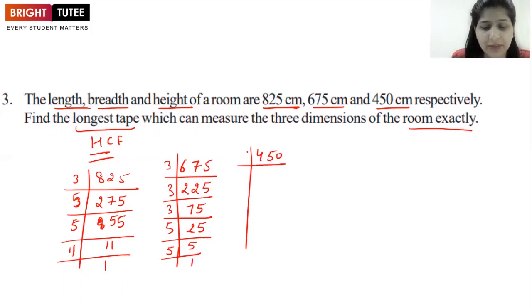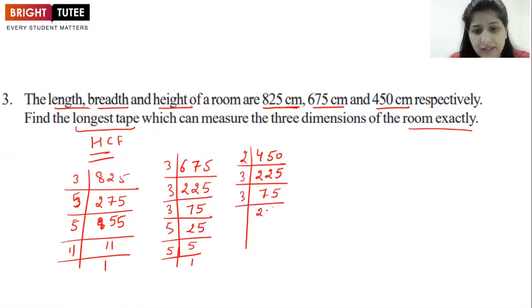And for 450, we will start with 2 because it's an even number, it will get divided by 2. 2 2s are 4, 2 2s are 4, 2 5s are 10. Then not divisible by 2, so we will do it with 3. 3 7s are 21, 3 5s are 15. Then again with 3, 3 2s are 6, 3 5s are 15, and then with 5.